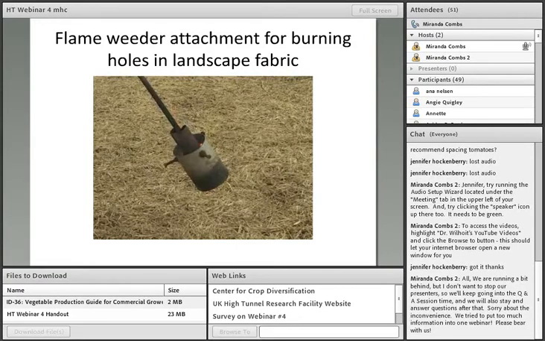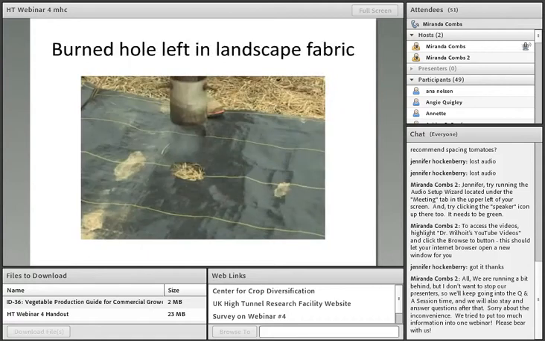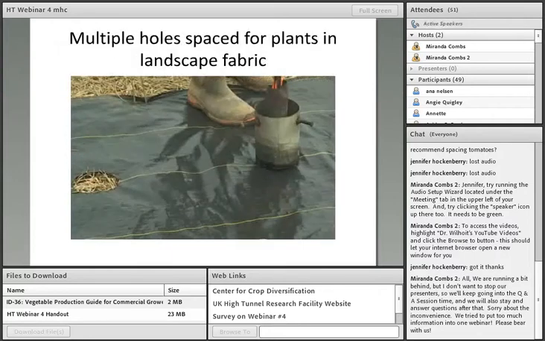And this is affixed to the end, and the pipe itself is heated up and then pressed into the landscape fabric to burn the hole through it. And there you can see the hole left in the landscape fabric. And Aaron would do this for spaced holes using the appropriate spacing for whatever crop was planned in this landscape fabric. And the heat from melting through the fabric singes the fibers and melts them together. So that's why it helps as far as unraveling.